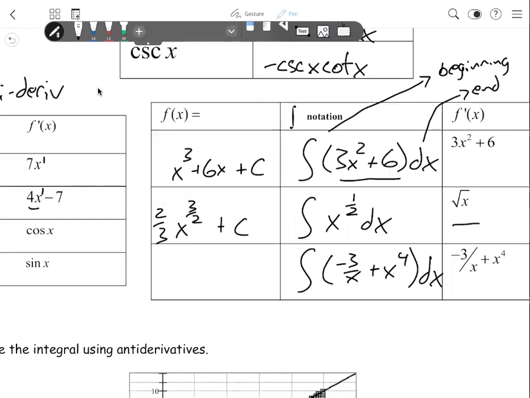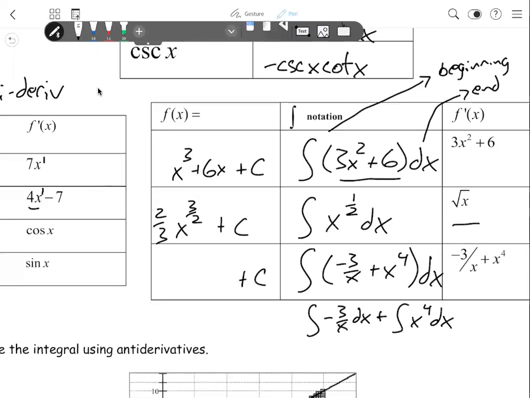Yeah, I got the second part, but -3/x is pretty puzzling. Okay, well, let's take a look at it. So here's maybe this will help you. The first thing I'm going to do is split these up. So I can write this as the integral of -3/x dx plus the integral of x to the 4th dx.